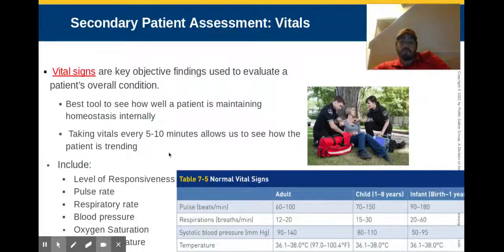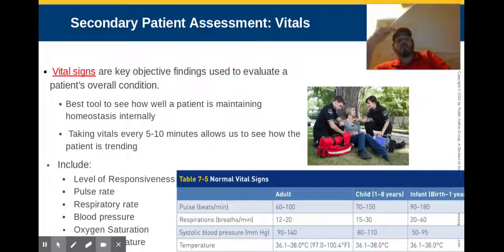So those are what our vital signs are. It's the best way to look in and see how a patient's doing. And we should take these every 5 to 10 minutes to see how that patient is trending. That first set is called our baseline. That's where they start. And with our care, they're either going to go up or down. It may not be because of what we're doing, it might just be because they're so ill or so injured that they're going to go down.